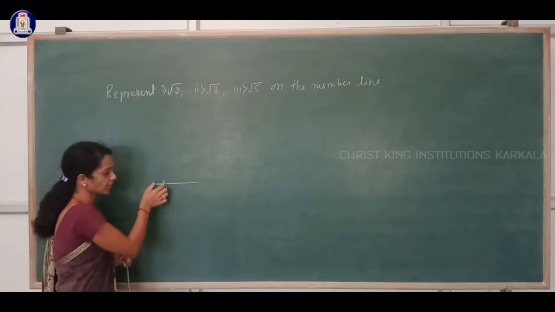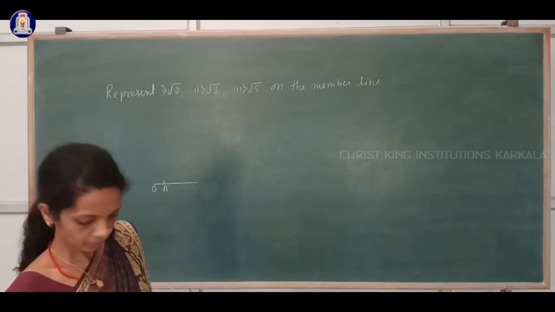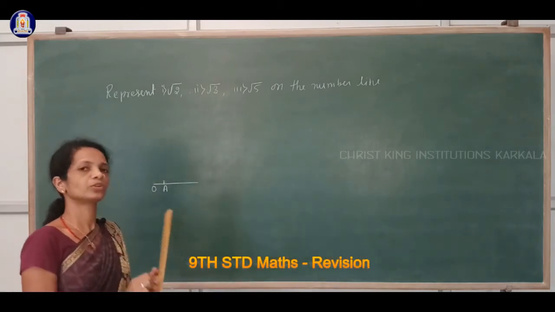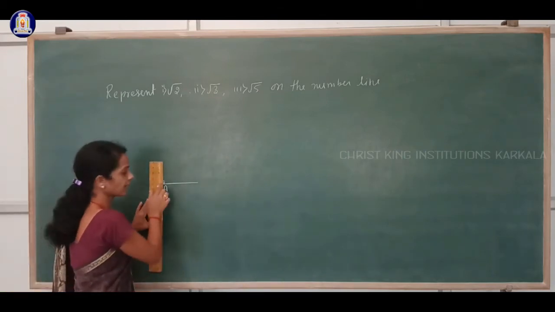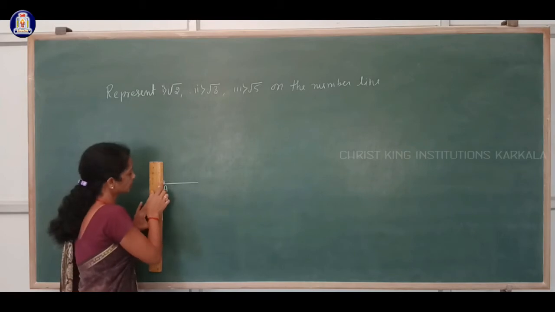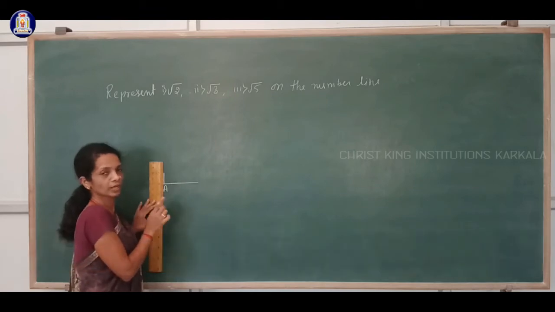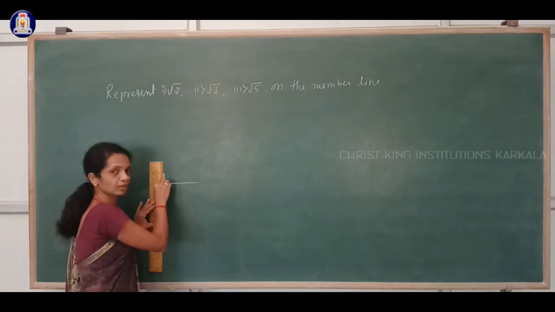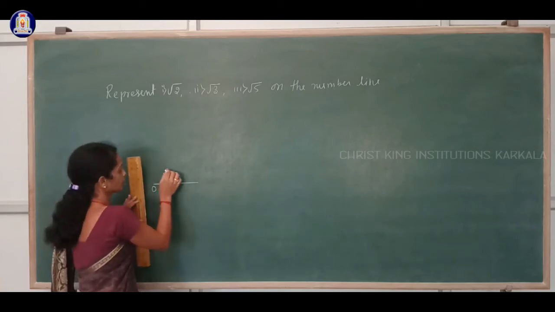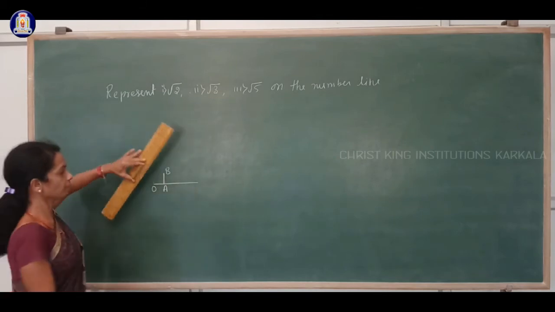Okay, what is the OA length? The OA length should be 1 centimeter in your book. After that you have to draw a perpendicular at A. Keep your scale exactly vertical, and draw one line of length exactly 1 centimeter, not more than that, not less than that. Take the end point of that perpendicular as B.